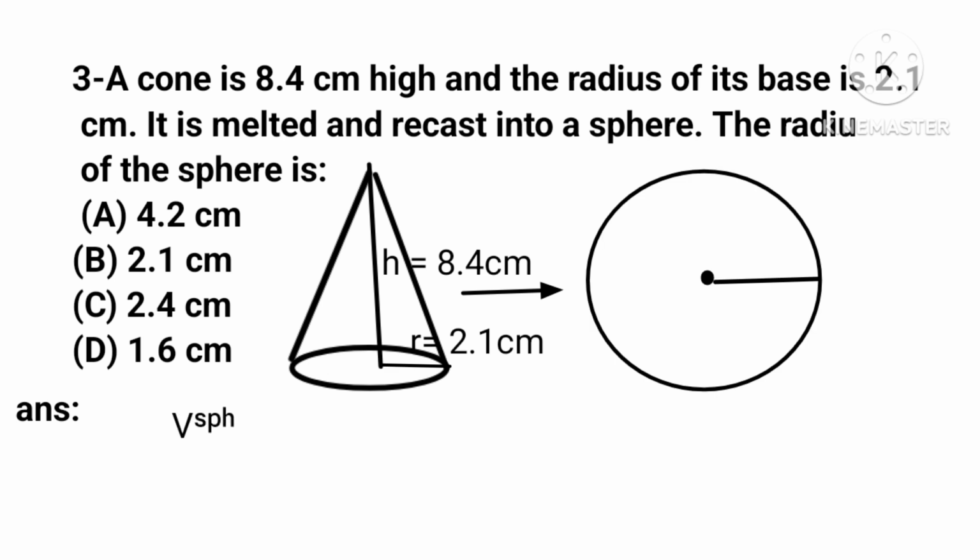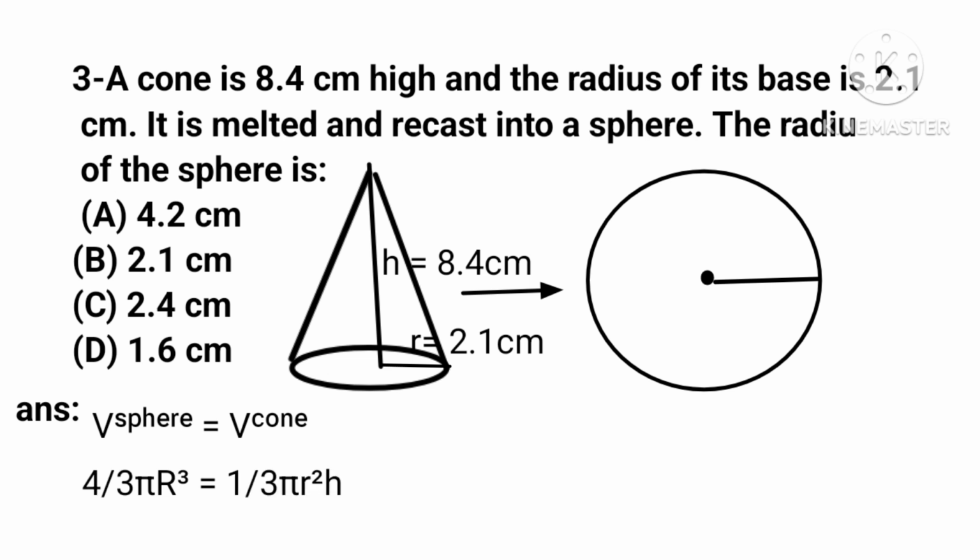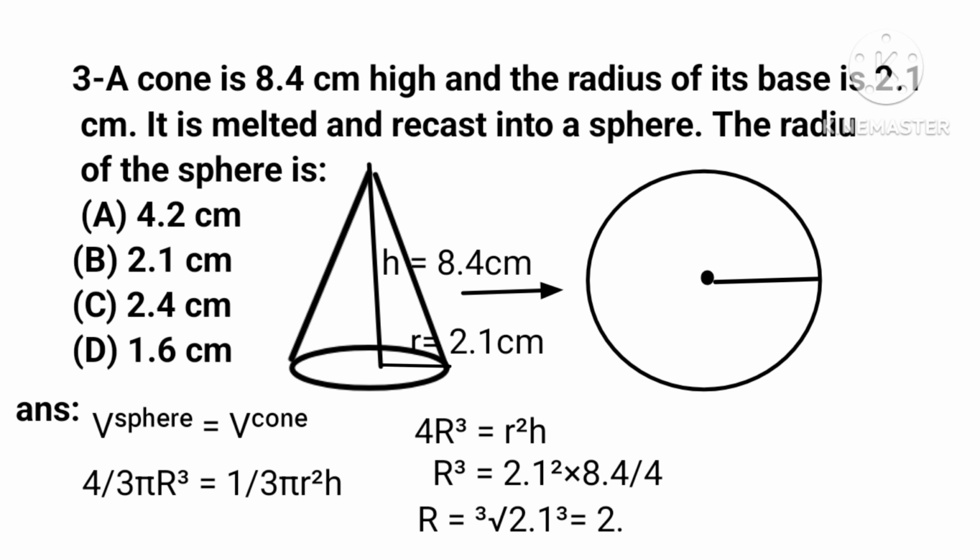Hence volume of sphere is equal to volume of cone melted. Therefore, 4/3 πR³ = 1/3 πr²h. Putting down the values, we get 4R³ = r²h, or R³ = 2.1 × 2.1 × 8.4/4. R = cube root of (2.1)³ = 2.1 centimeters. Hence answer is B.